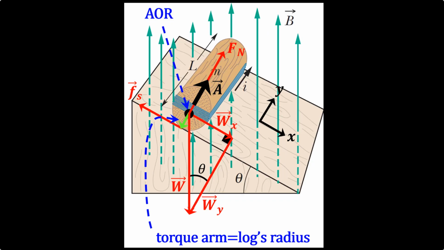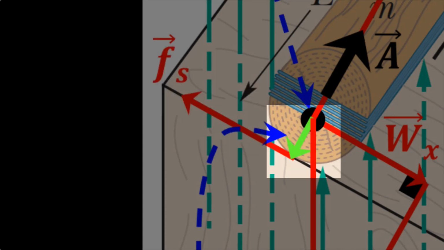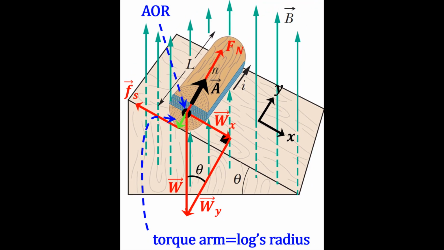Let's look at this in more detail. There's my static friction force. There's my torque arm, which by the way corresponds to the radius of the log. And here's an interesting note. You don't see any magnetic force vector present on this free body diagram. That's because, for a current carrying loop exposed to a magnetic field, there is no net magnetic force, but there is in this case a torque.